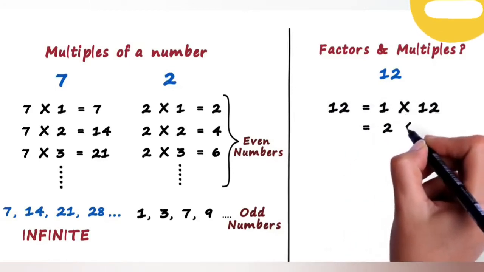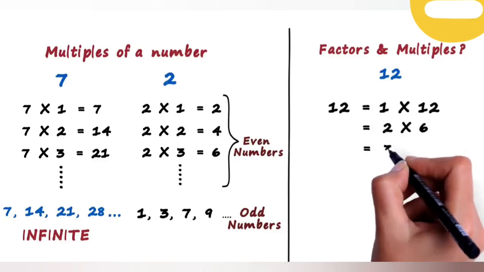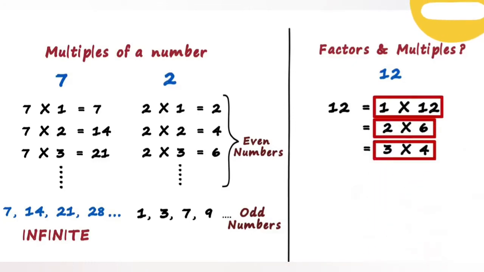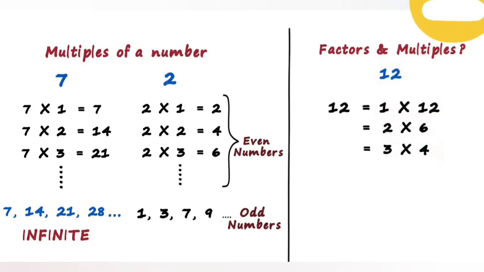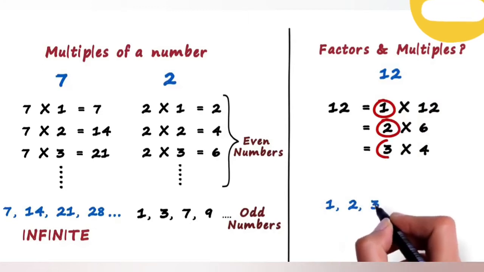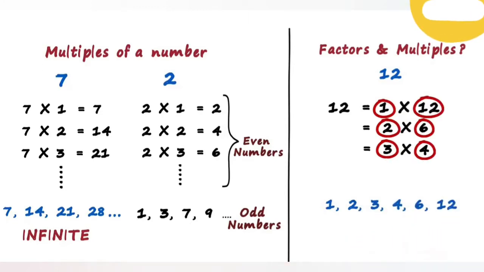It can be written as 2 multiplied by 6 and 3 multiplied by 4. These are the only possible combinations. Each of these numbers is a factor of 12. The factors of 12 are 1, 2, 3, 4, 6 and 12.